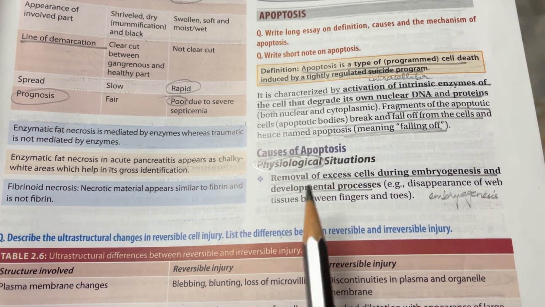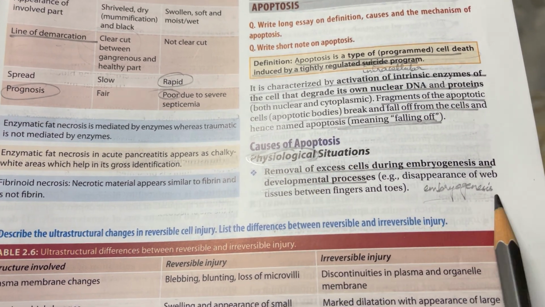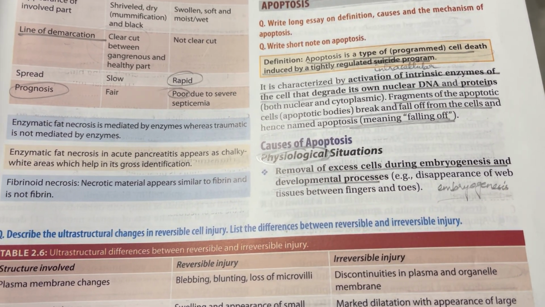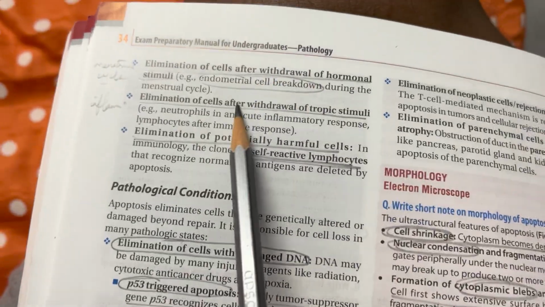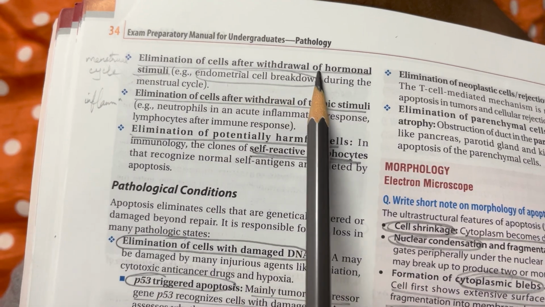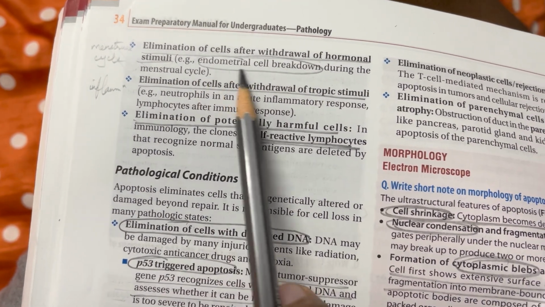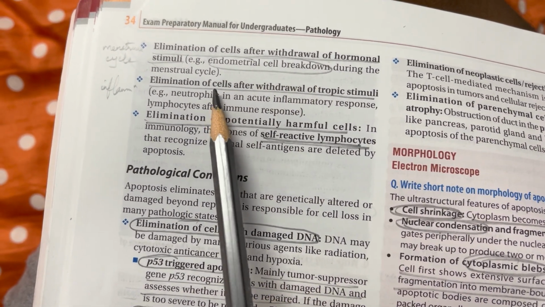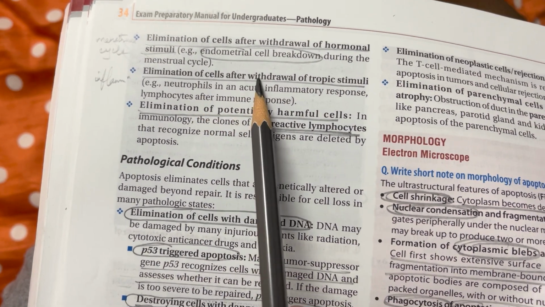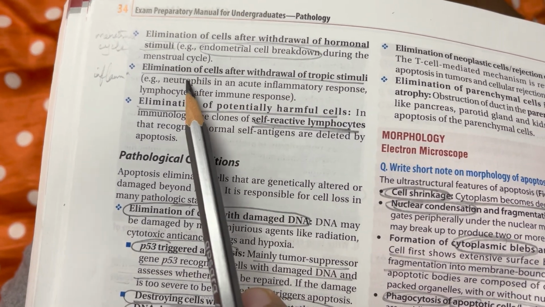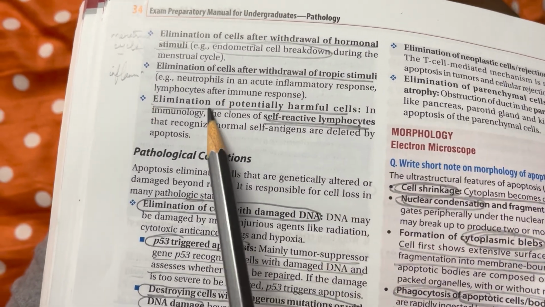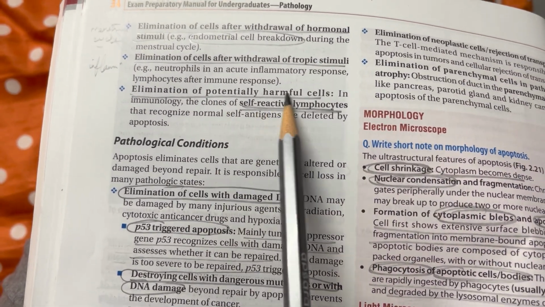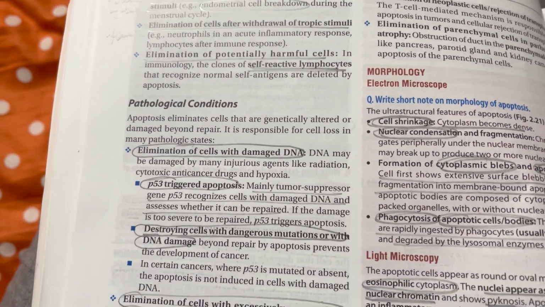Causes of apoptosis. Physiological situations: in embryogenesis, we can see removal of the excess cells, such as disappearance of the web spaces between tissues and fingers. Again, the elimination of cells after withdrawal of hormonal stimuli, for example, endometrial shedding during the menstrual cycle, and elimination of cells after withdrawal of trophic stimuli, for example, neutrophils in an acute inflammatory response, which undergo apoptosis after the inflammation is done. And again, elimination of potentially harmful cells such as self-reactive lymphocytes.